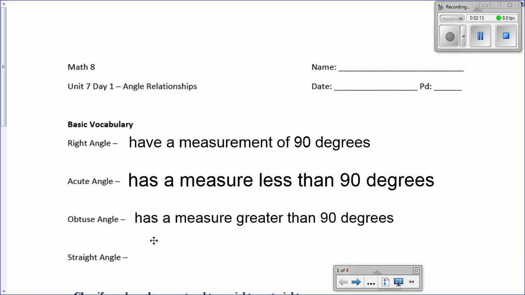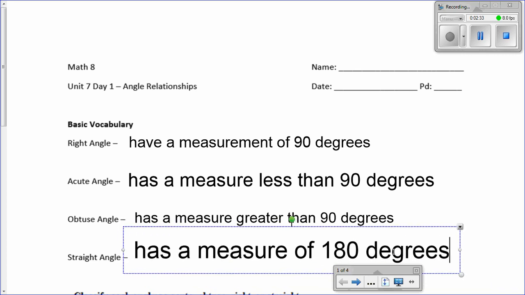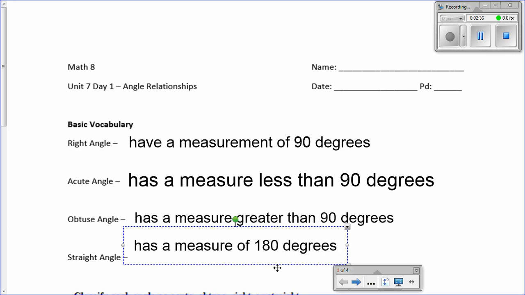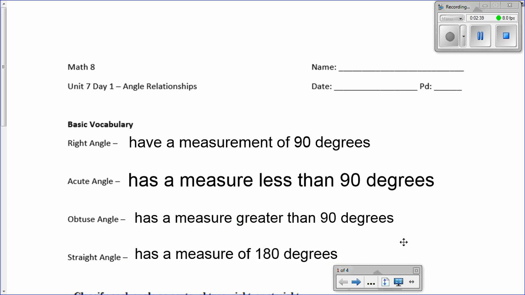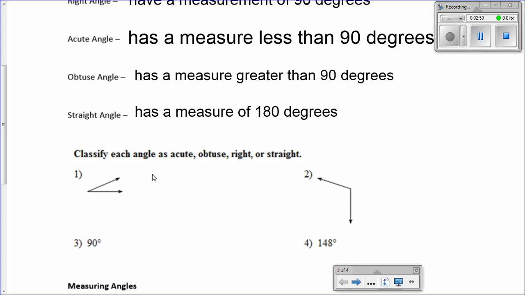And a straight angle. So acute angles are a little angle, and then a wider angle for obtuse. Just go ahead and draw a picture. And then a straight angle has a measure of 180 degrees, and it just makes a straight line. So you're going to classify these. You have two angles where they're drawn, and two where you just have to measure. Once you classify it, say if it's acute, obtuse, right, or straight. Go ahead and give that a try on your own. You can pause the video.